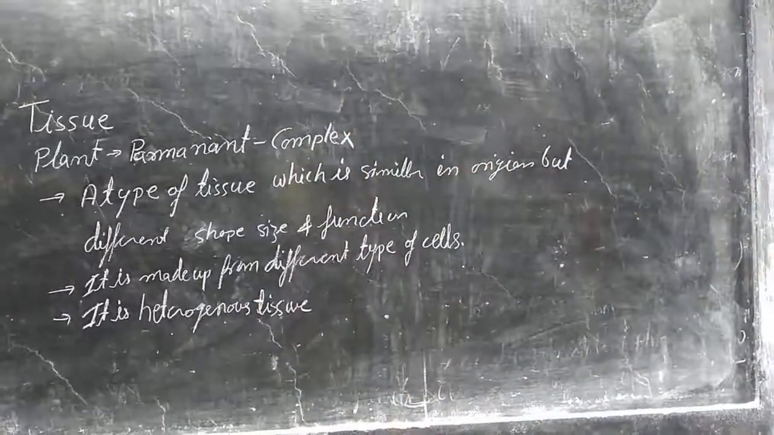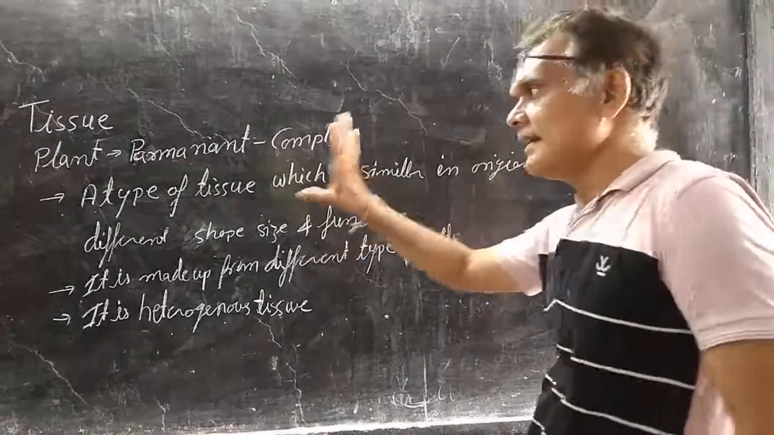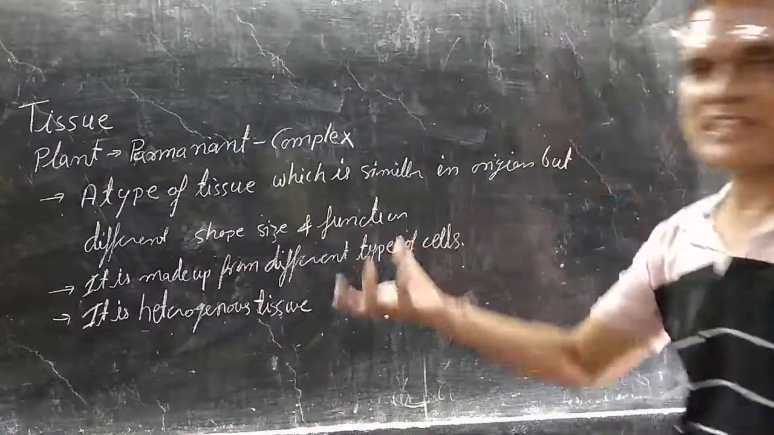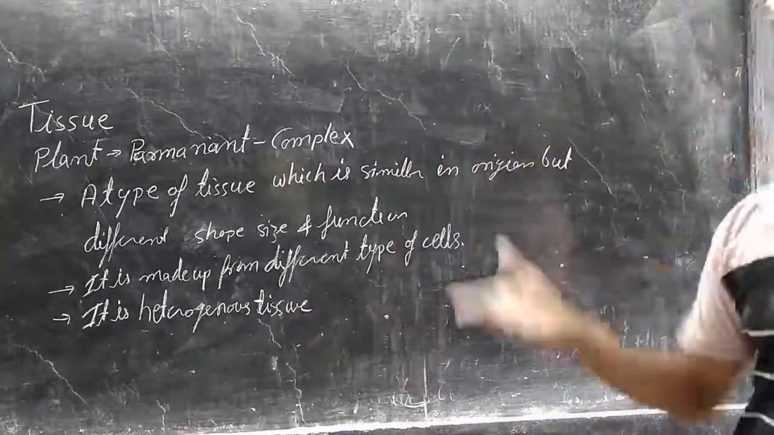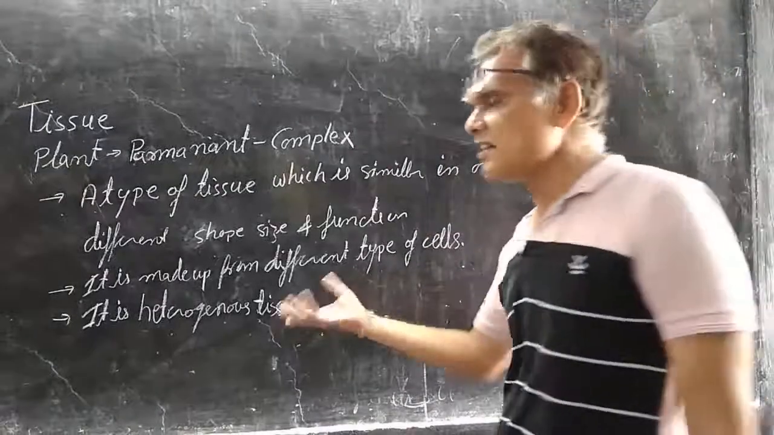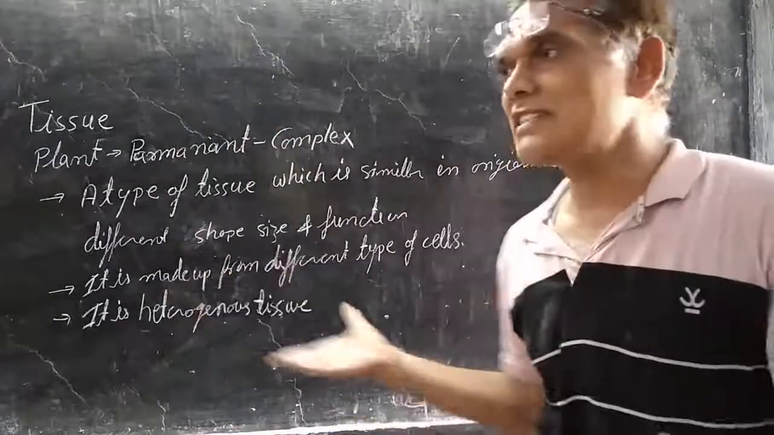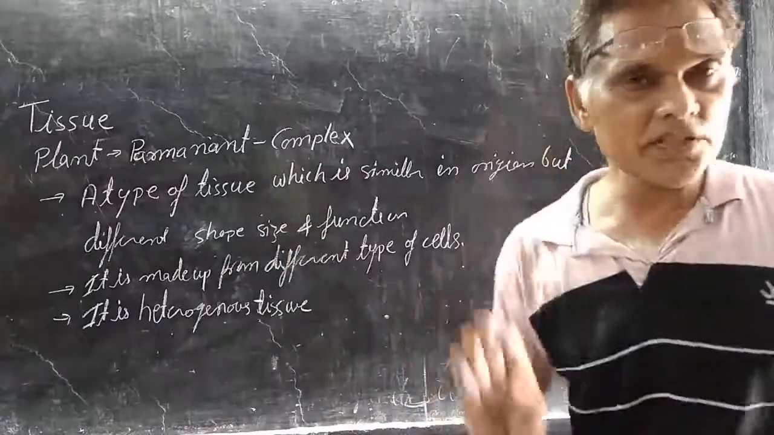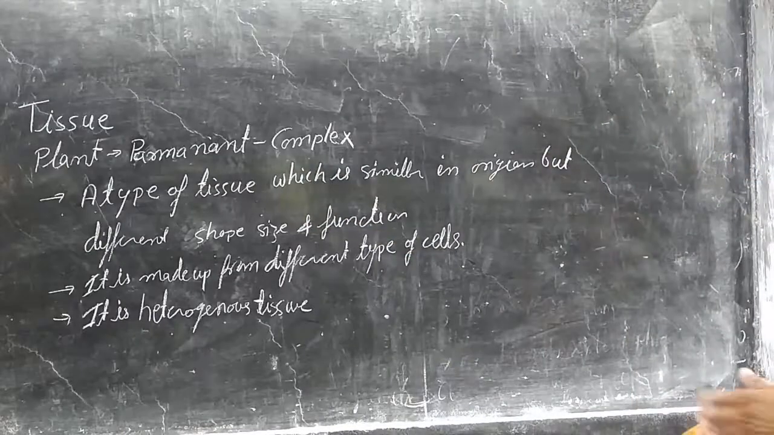That type of tissue which is similar in origin but different in shape, size and function. All the cells are similar in origin but they have different shape, size and function. That is complex tissue, made up of different types of cells. अलग अलग तरह की cells से बनती है complex tissue. And it is heterogeneous because they are different types of cells. But simple tissue is homogeneous in nature. All cells are similar in shape, size and structure. That's why simple tissue is homogeneous, but complex tissue is heterogeneous.